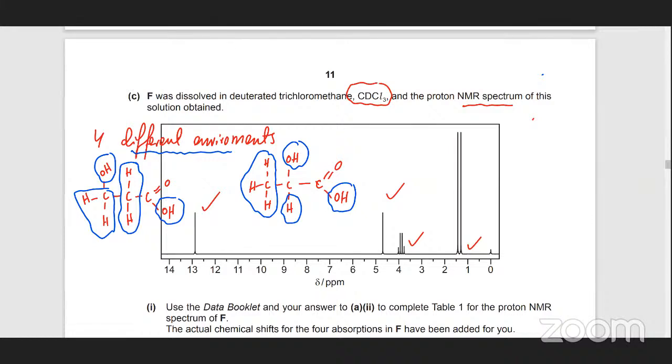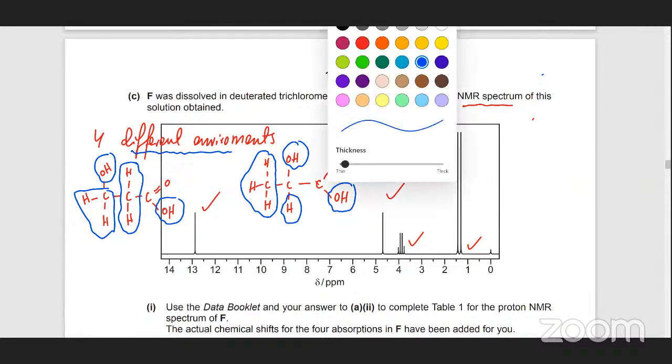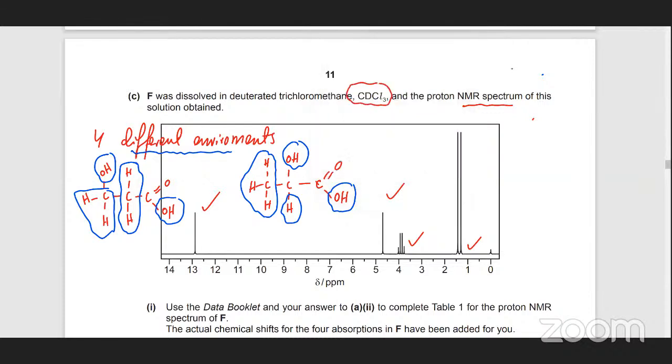ये मैं बस जल्दी से, let me try and wrap this question up कि 4 different environments, splitting pattern. देखो अब कि स्प्लिटिंग पैटर्न क्या होगा. Let's remember OH की peaks split नहीं करती. ठीक है, so OH की peaks अभी मैंने end में कहा था, they don't split, so they are singlets. तो यहाँ पे in the NMR spectrum drawn there are 2 singlets. This one is also a singlet.